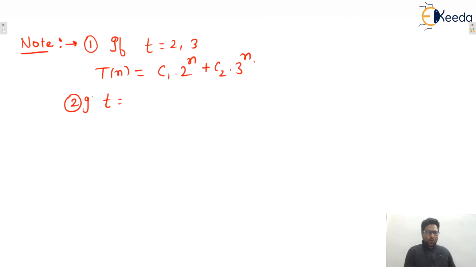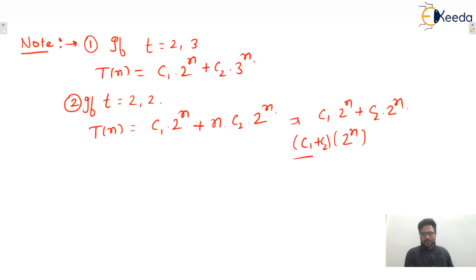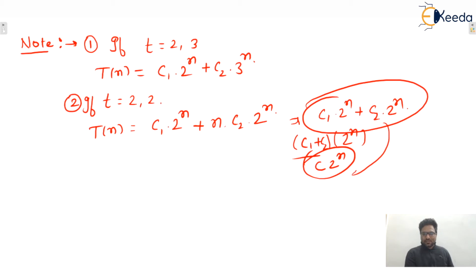Similarly, take the next example. If both roots are the same, let's say 2 comma 2, how to write the general solution? c1 into 2 raised to power n plus, remember, n times c2 into 2 raised to power n. Why? Because if we write c1 into 2 raised to power n plus c2 into 2 raised to power n, then we can take 2 raised to power n common and this becomes c1 plus c2. Constant plus constant is another constant, so these two terms get reduced to a single term.